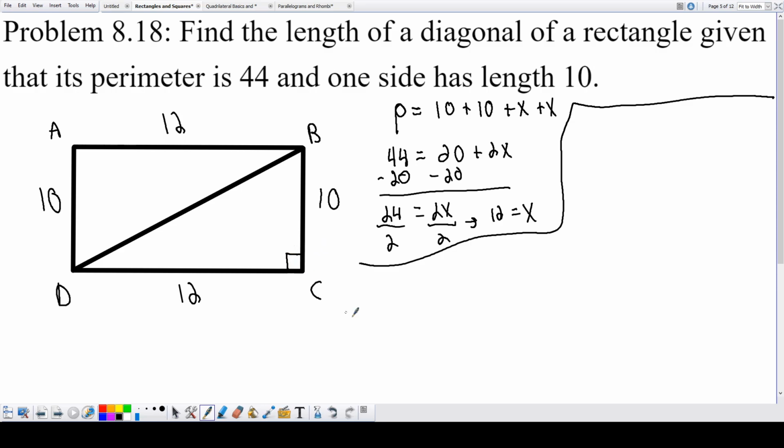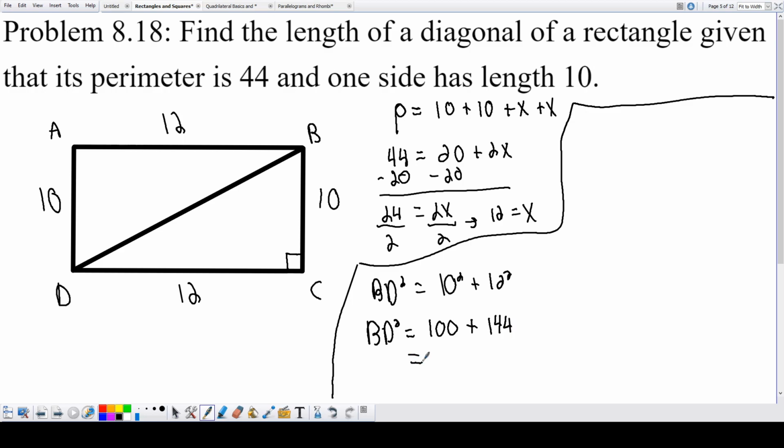Well, we also have some right triangles, so let's use the right triangle BDC. And right triangle implies Pythagorean theorem. So we have that BD squared is equal to 10 squared plus 12 squared. And if we simplify this a little further, 10 squared is 100, 12 squared is 144, which would equal 244. Okay, now we're getting somewhere.